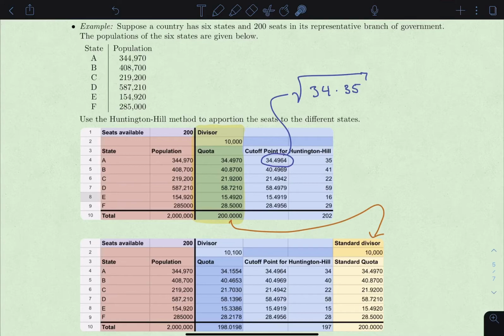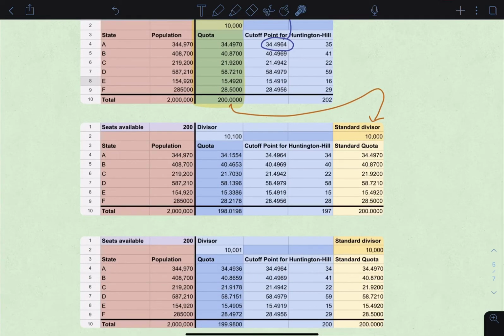So now we have to back off, and we should choose something between 10,100 and 10,000, because 10,000 apportioned too many seats and 10,100 didn't apportion enough. So now you're in a round of guess and check. I'll save you the guessing and the checking, but a divisor that works is 10,001, just one larger than the standard divisor. All of these numbers get divided by 10,001 and produce these numbers in the quotas. Using the Huntington-Hill cutoff point rounding rule, we get these numbers, which all add up to 200.